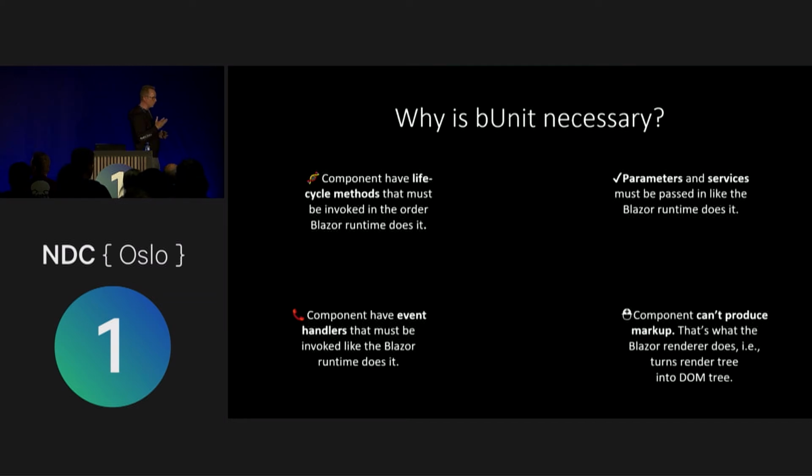But I think most importantly, Blazor components actually don't know how to produce markup themselves. They are a conceptual abstract representation of the markup that you want. And then we have something called the browser renderer, if you're rendering out to a browser, that will come by and take that representation and turn it into markup. And all of that is basically what bUnit helps you with. So that's why we need it.